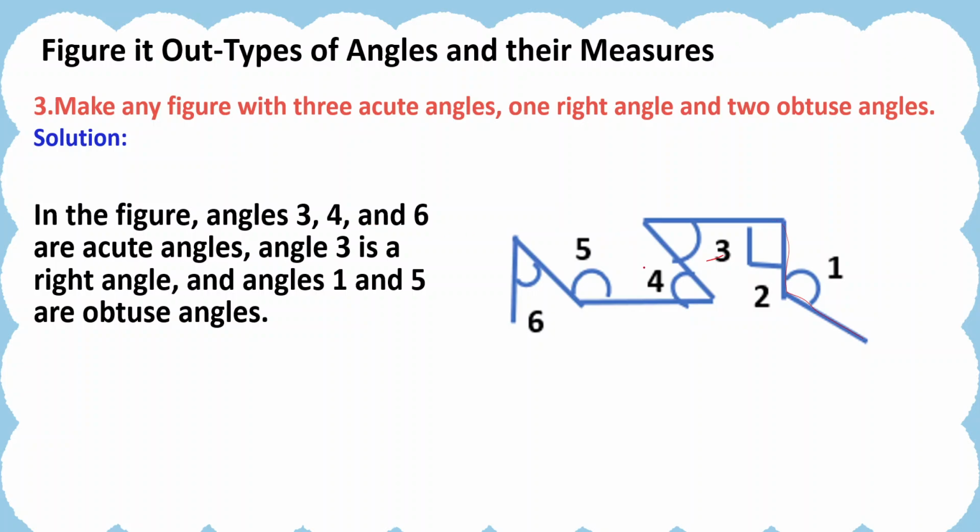These 3, 4, 6 are acute angles. This is angle 2, which is the right angle, and angles 1 and 5 are obtuse angles. Angle 1 and 5 are obtuse angles. So angle 2 is the only right angle here.